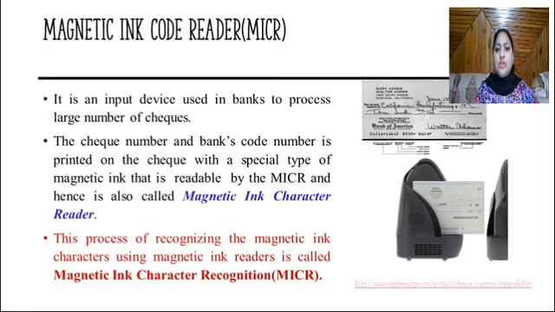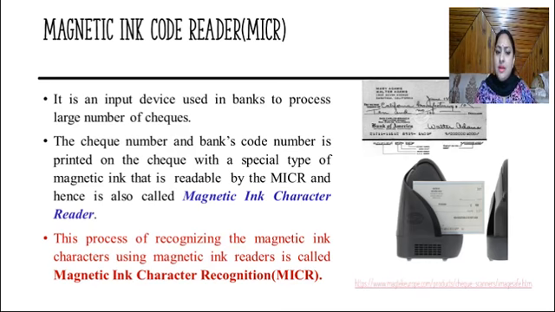Magnetic Ink Code Reader, MICR. It is an input device used in banks to process a large number of checks. The check number and bank's code number is printed on the check with a special type of magnetic ink that is readable by the MICR, and hence it is also called the magnetic ink character reader. So we can say that this device, which is used to process a large number of checks, can be called magnetic ink code reader or the magnetic ink character reader.